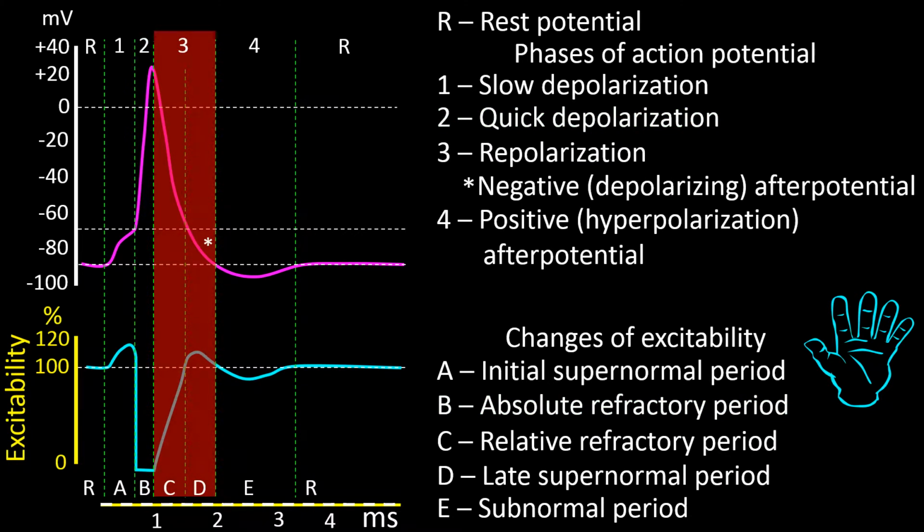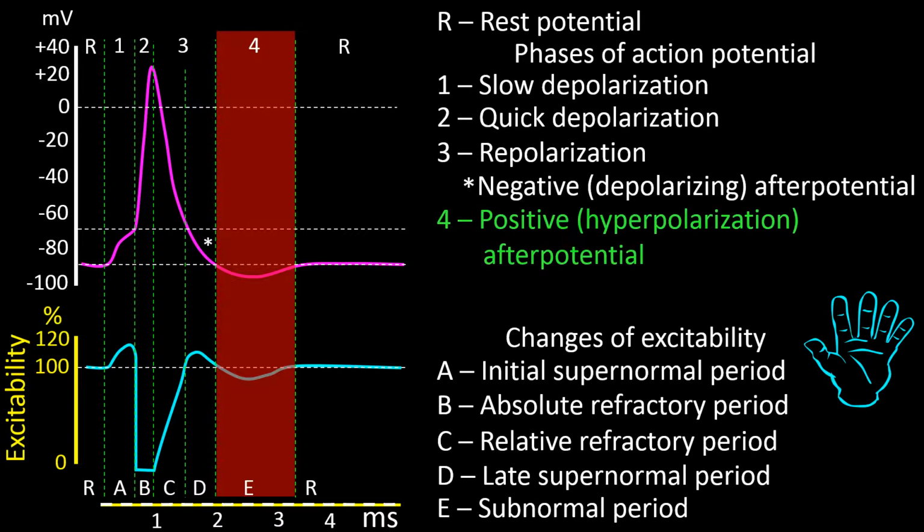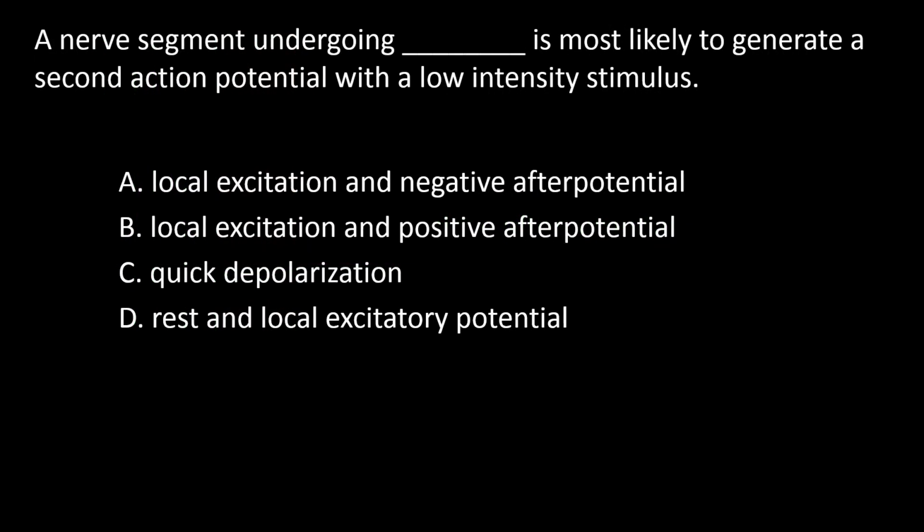The next red area is the repolarization phase of the action potential, which corresponds to two excitability periods, the relative refractory period and the late supernormal period. Next, the positive after potential phase of the action potential corresponds to the subnormal period of excitability. So the answer to this question is A.